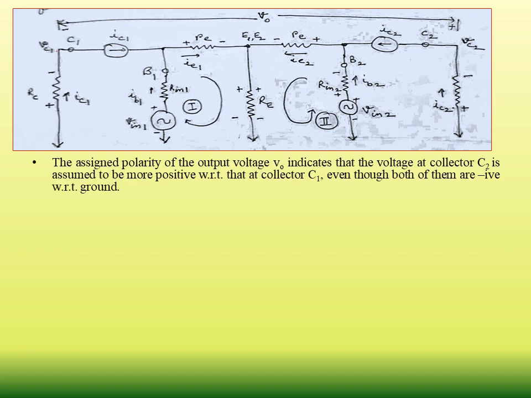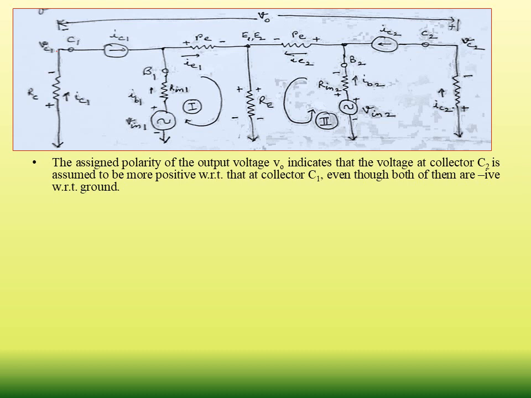Now this is again the same circuit. Now we will carry out the mathematical analysis. One more thing that we have considered here is, as seen from the diagram, V naught is the voltage between C2 and C1. Here we have written a positive sign near C2 and negative sign near C1. This is because the polarity of the output voltage V naught indicates that the voltage at collector C2 is assumed to be more positive with respect to that at collector C1, even though both of them are negative with respect to ground.